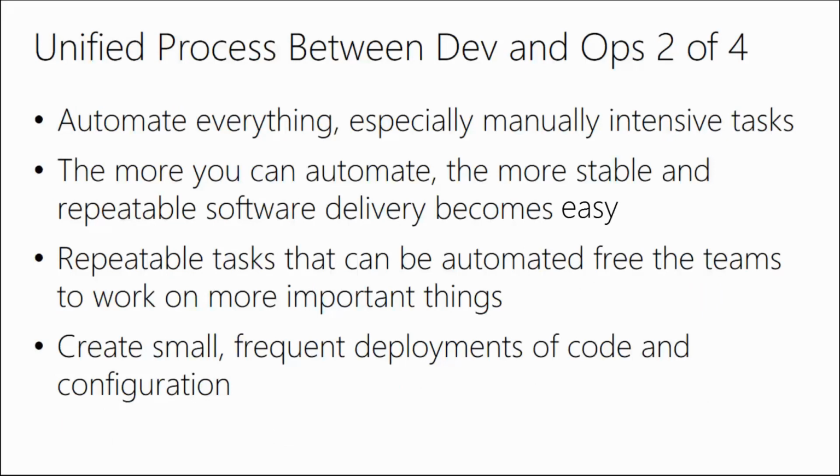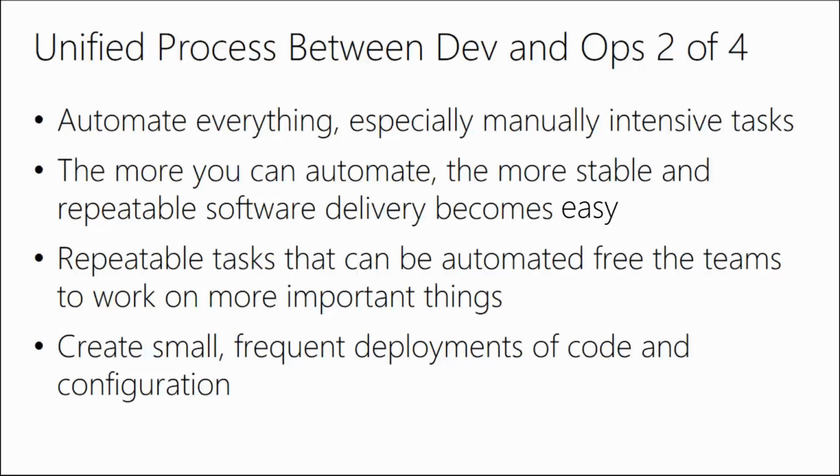Moving forward with the unification process, we next automate everything, especially the manual intensive tasks. So you want to focus on those tasks that are manual and just automate them using different tools. And the more you can automate, the better it is. The more stable the application will be, the environment will additionally be more stable, and repeatable software delivery becomes easy.